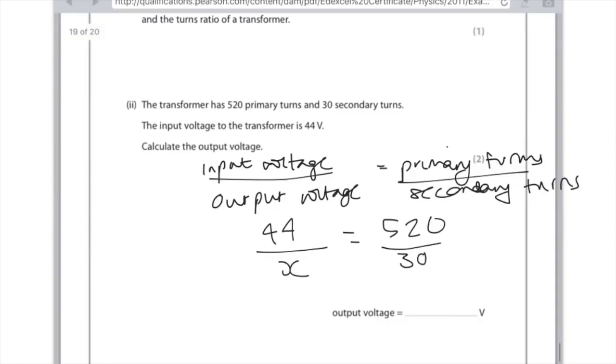What I tend to do is flip the whole lot, so it becomes X over 44 equals 30 over 520. And then all you need to do is use your calculator to do 30 divided by 520 and then times it by 44 to get X by itself, and X will equal 2.5 volts.